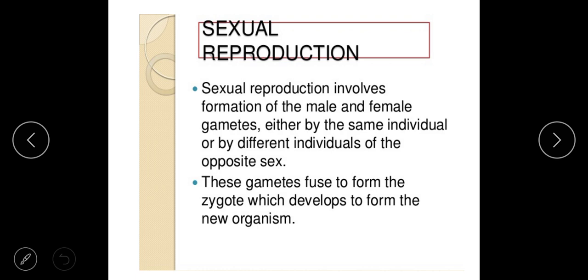Sexual reproduction involves the fusion of male and female gametes. It requires two partners, the male and the female. They produce gametes. The gametes fuse and form a diploid structure called the zygote, and the zygote develops into a new organism.